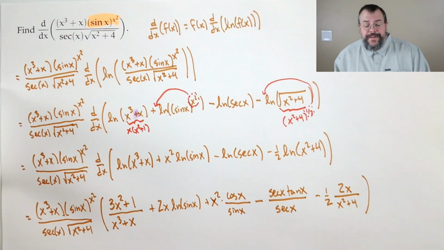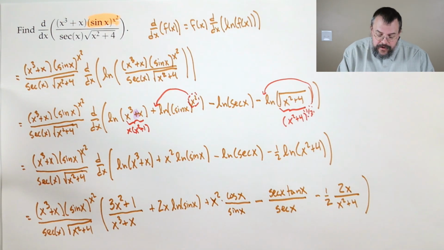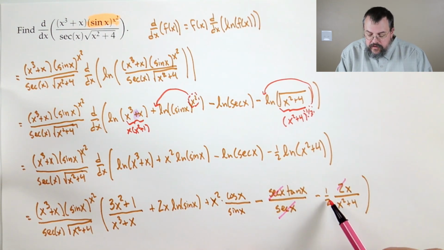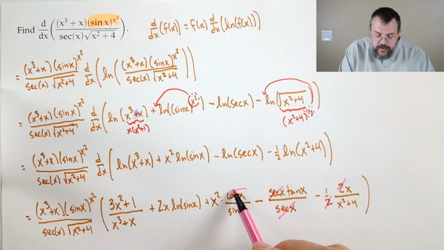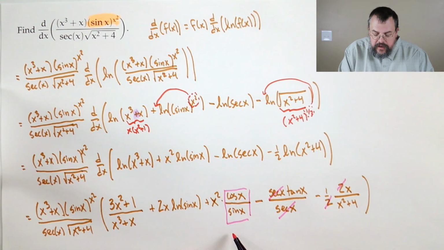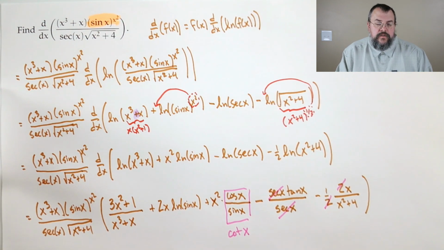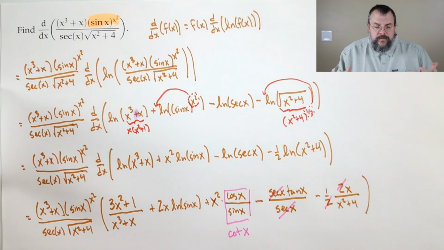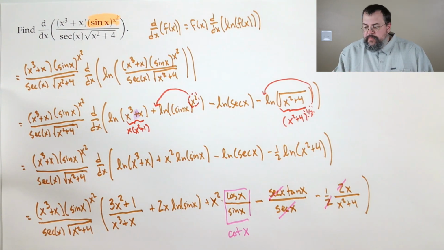All right, now, could we simplify some more? Oh, yeah, sure we could. We can do things such as the secant of x cancels, a 2 cancels, and if we were in the mood, we could say cosine x over sine x becomes cotangent x, which is cosine over sine. But those don't really change anything. It just expresses it in a slightly easier way. But that's how you take the derivative. There you go. There it is.